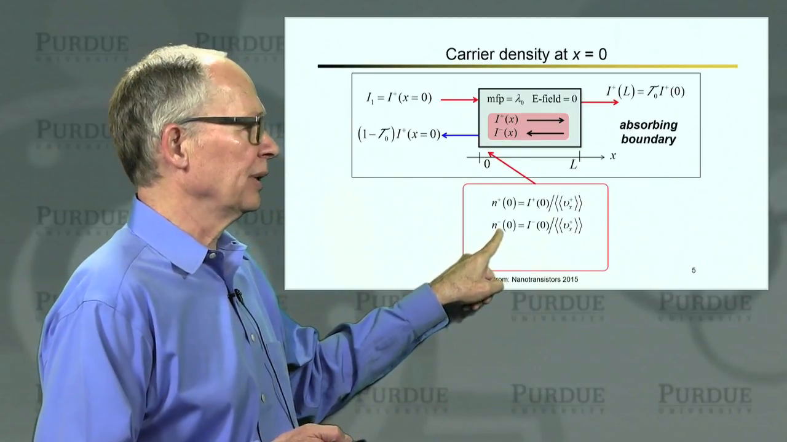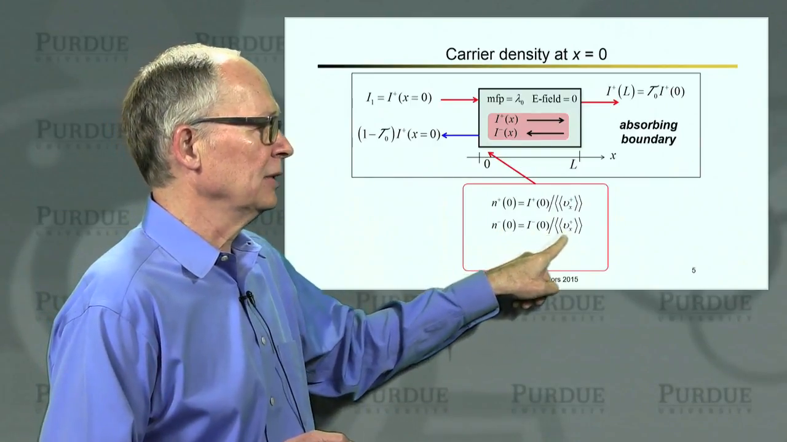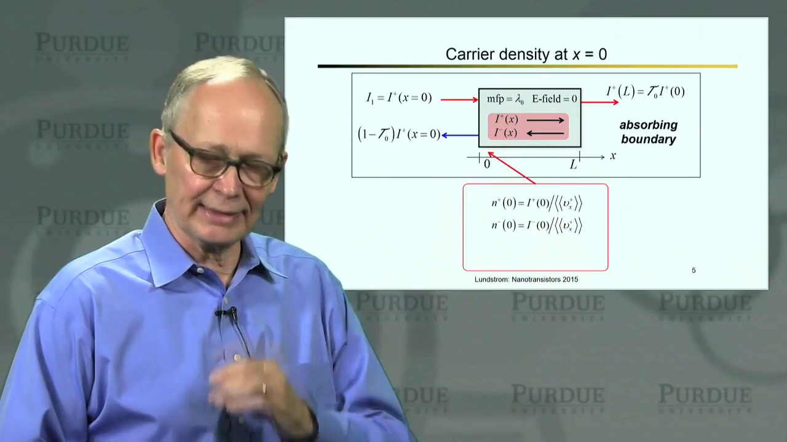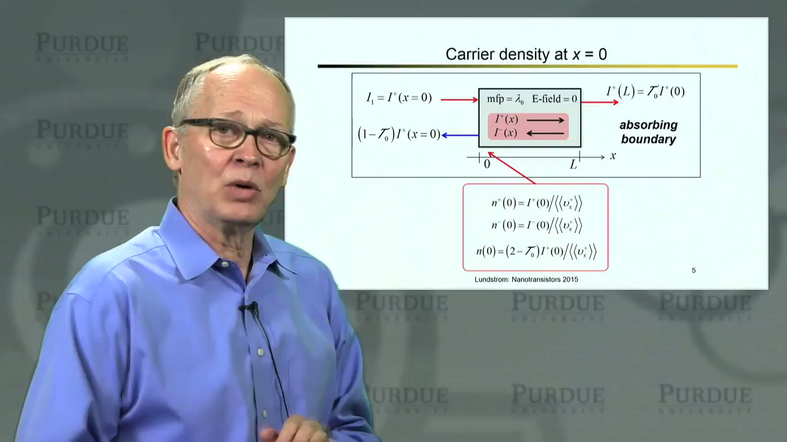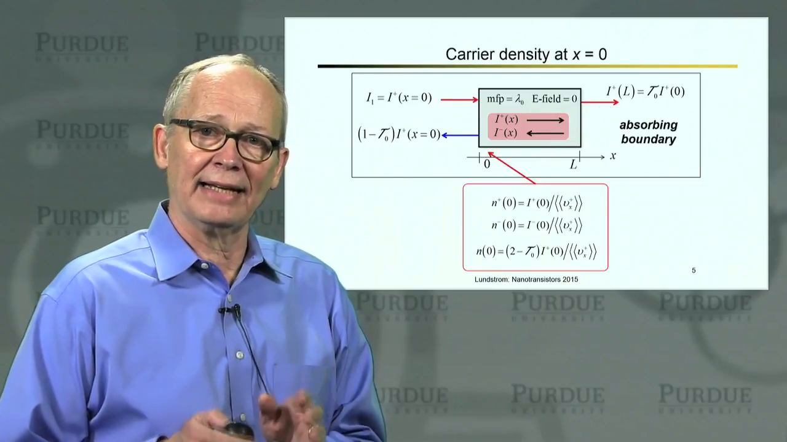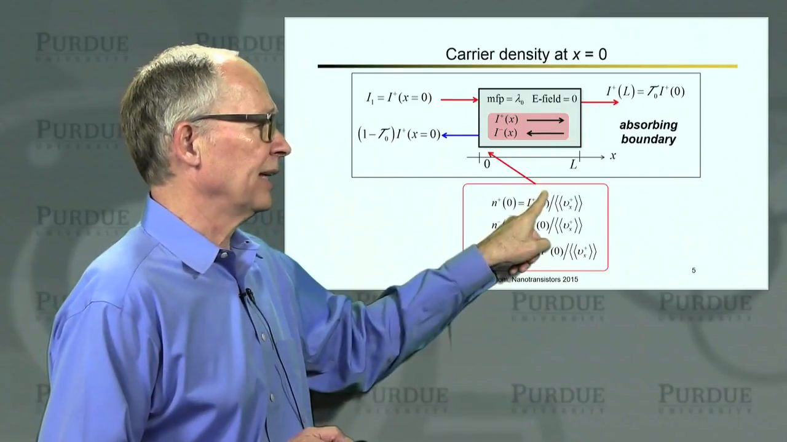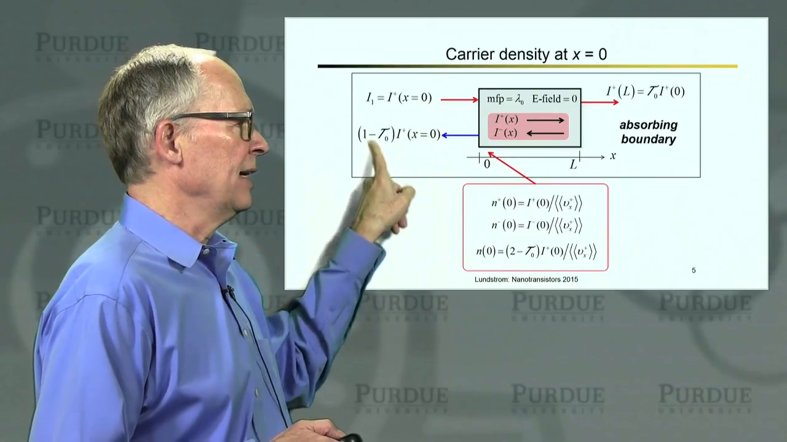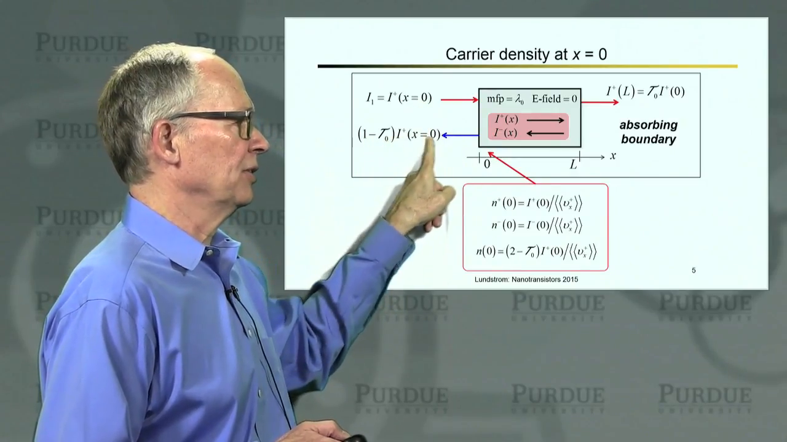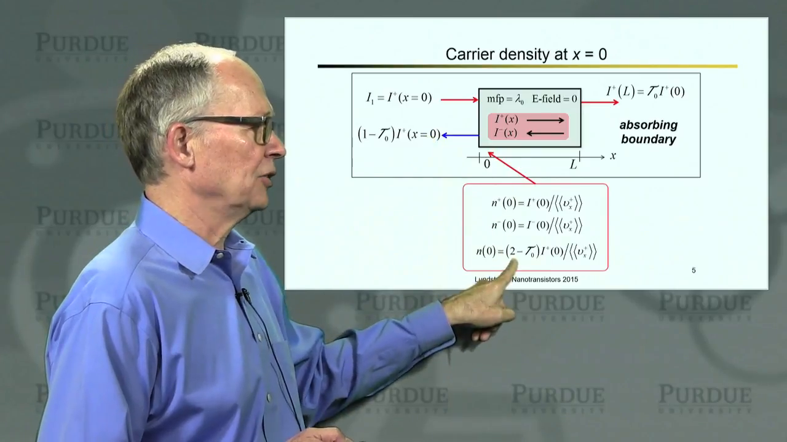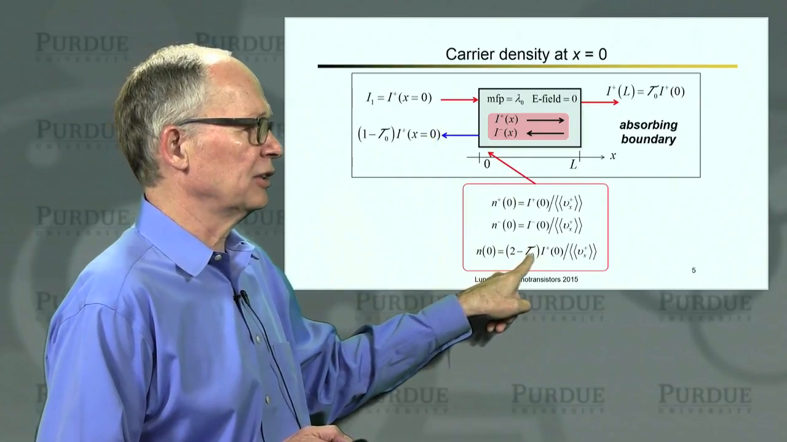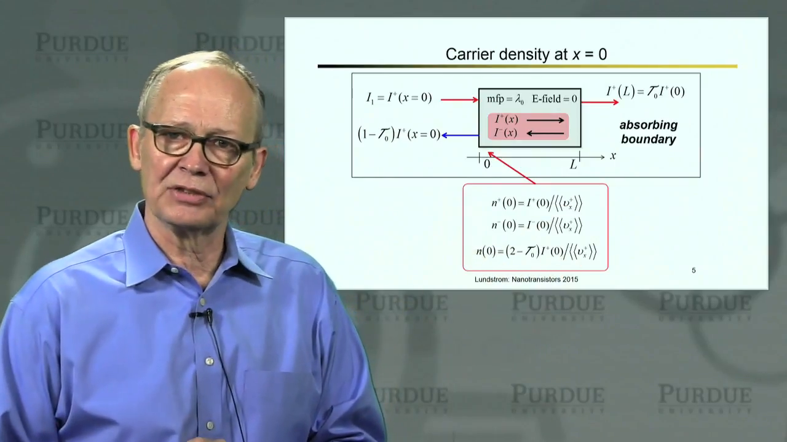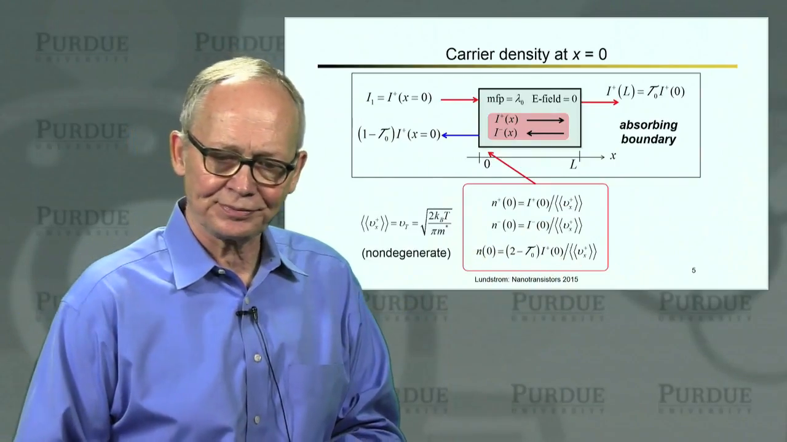We have a similar relation for the electron density due to electrons with negative velocity, assuming they're moving at the same velocity. And if I want the total electron density at x equals 0, I'll simply add these two together. So I have a flux that was injected, and I have a 1 minus transmission that was backscattered. I add the two together, I get a 2 minus transmission times the injected flux, and then I divide by the average velocity in the x direction.